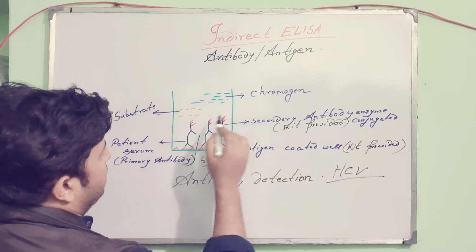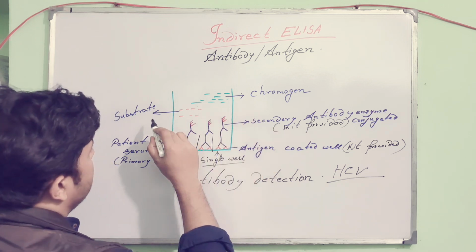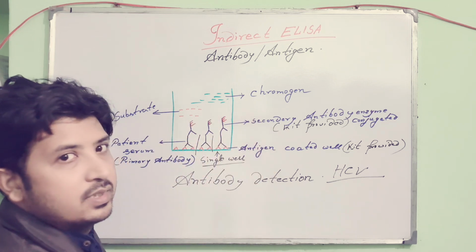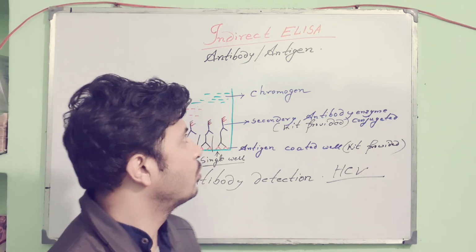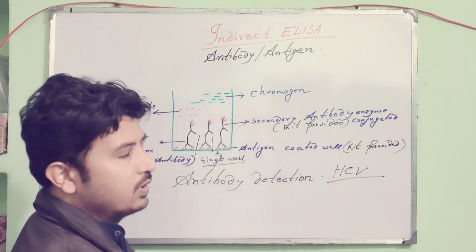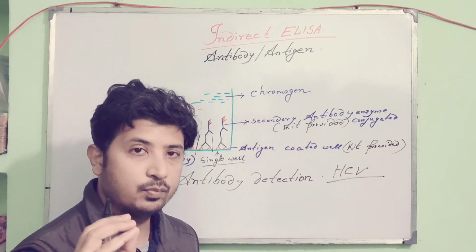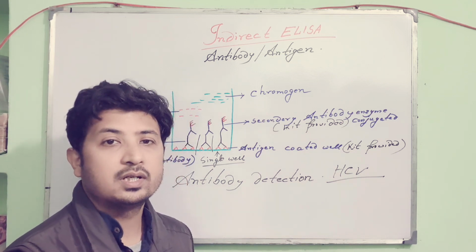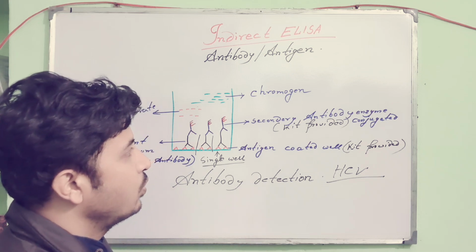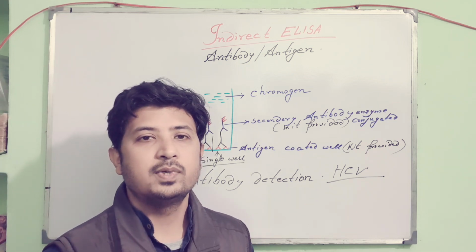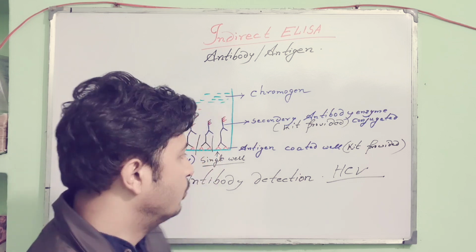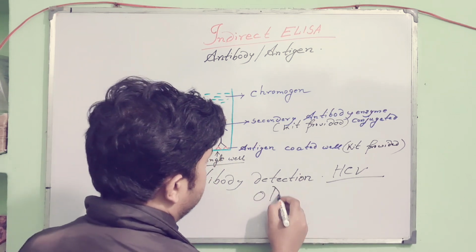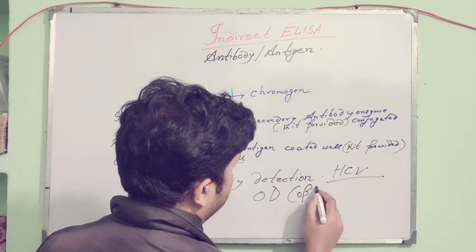The next step, after washing, is to add the substrate. An enzyme needs a substrate to form the product. The product is the chromogen. Chromogen, I told you in the last class, is the product which will give you the color, as you are going to analyze the result through a spectrophotometer or ELISA reader in the form of OD value, that is, optical density.